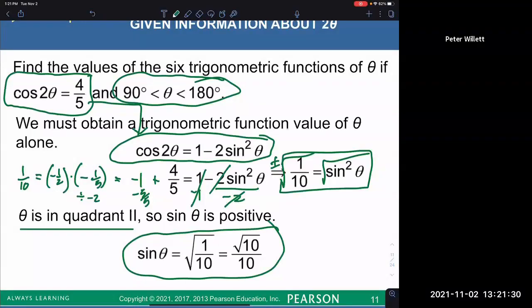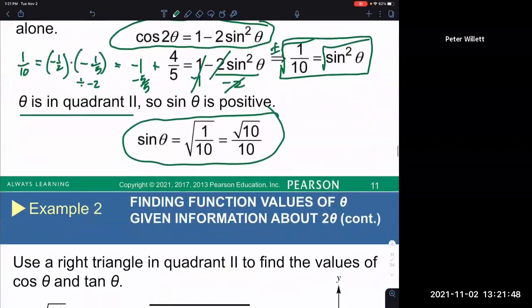Well, they want the values of all 6 trigonometric functions. Well, as we've seen before, if you know sine, then you can figure out cosine, especially if you know which quadrant you're in. And if you know sine and cosine, you know all the rest of the functions. So let's see how they would proceed with this information.